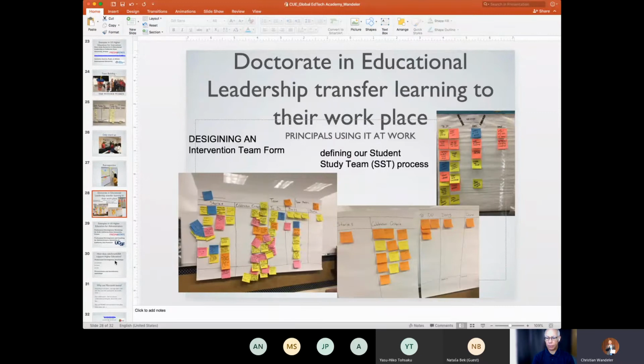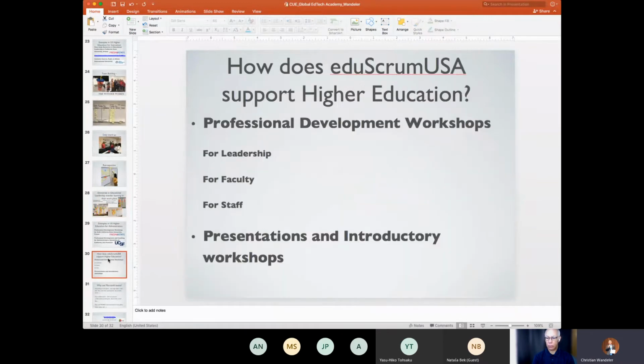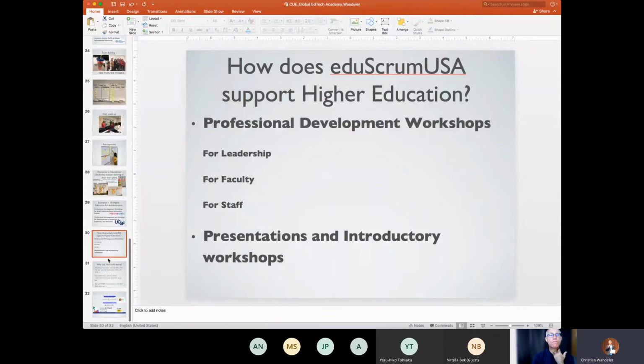And now, what we do with Eduscrum USA is help faculty and leadership develop the skills to use these systems. We do workshops and we do research projects as well. And the question is, once you know how the process works and what the intent is behind it, which tools do you use to facilitate that?